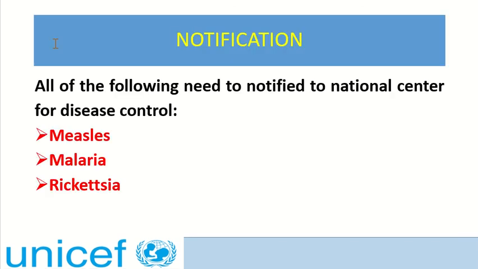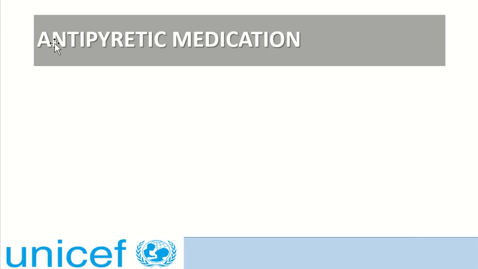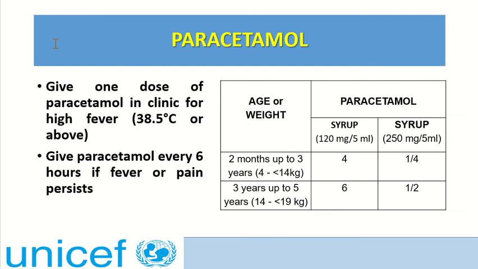About the cases that need notification from the classification, we have measles, malaria, rickettsia. Medications to reduce the fever: we know the paracetamol. So we should give one dose of paracetamol in the clinic for a high fever. And we give paracetamol at home every 6 hours, or if the fever or pain persists.